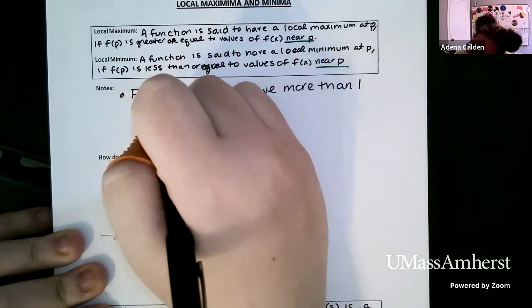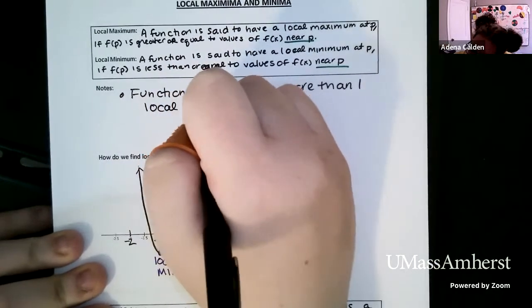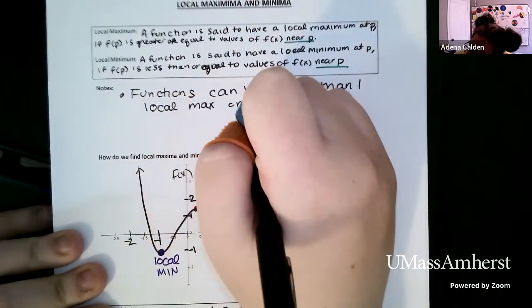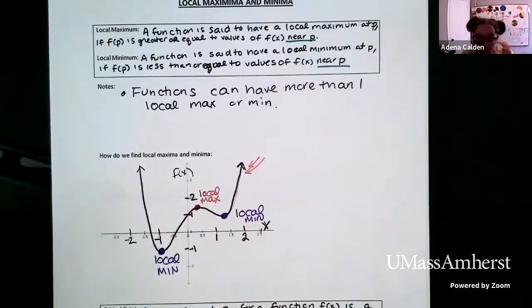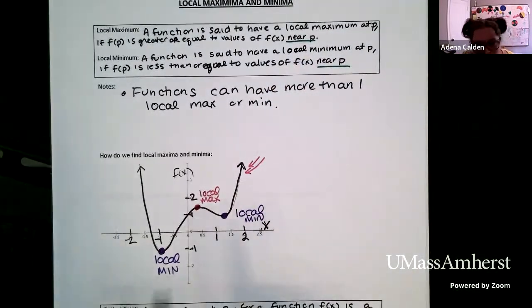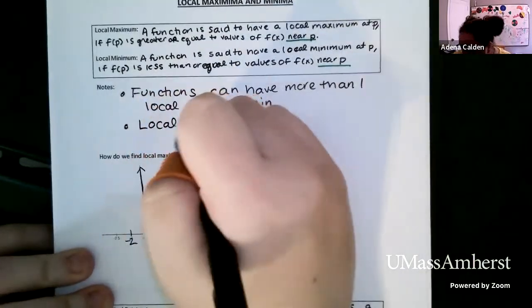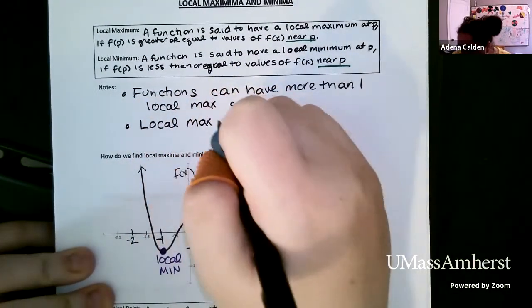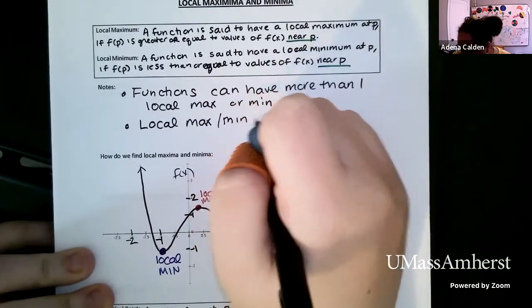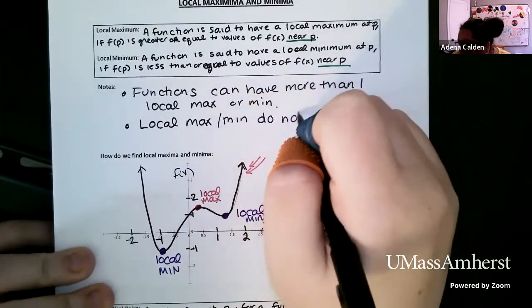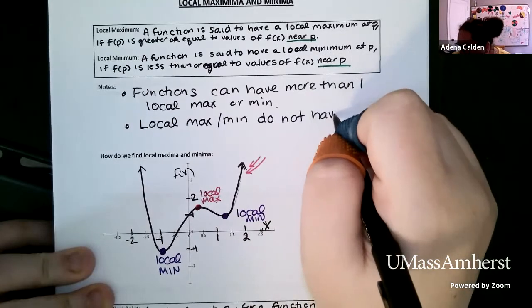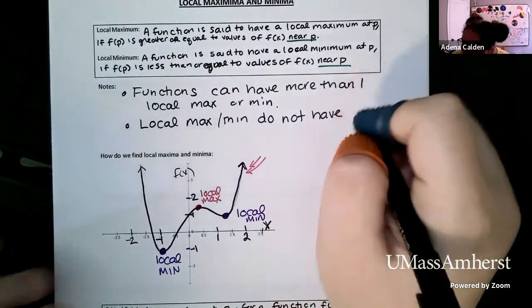Local max or local min? Okay, we see in this example down here, we have 2 local minimums. That's fine, right? If they're local, it just means in their given area. And as I mentioned, local maxes and mins do not have to be the highest or lowest point entirely on the graph.